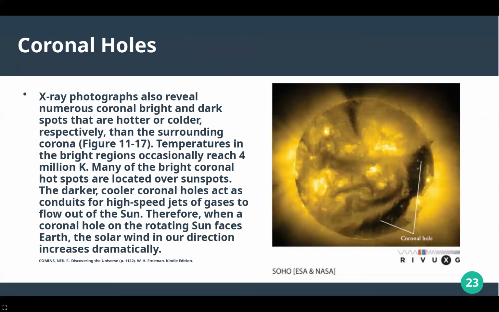X-ray photographs also reveal numerous coronal bright and dark spots that are hotter or colder, respectively, than the surrounding corona. Temperatures in the bright regions occasionally reach 4 million Kelvin. Many of the bright coronal hotspots are located over sunspots.